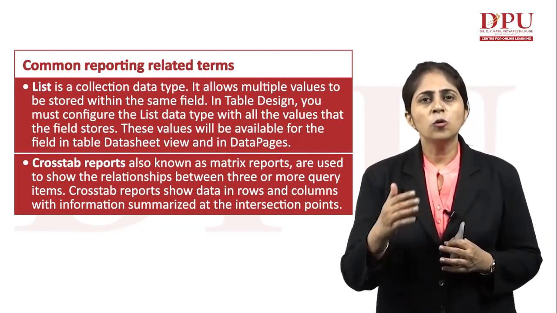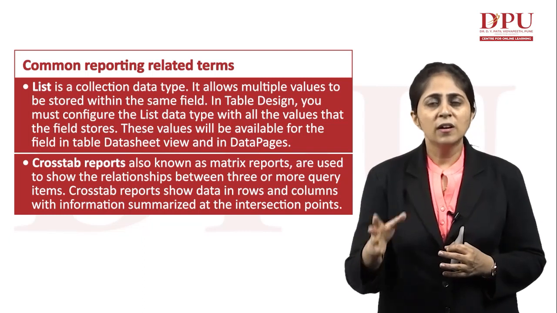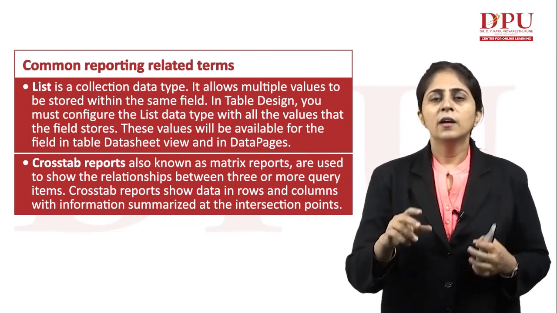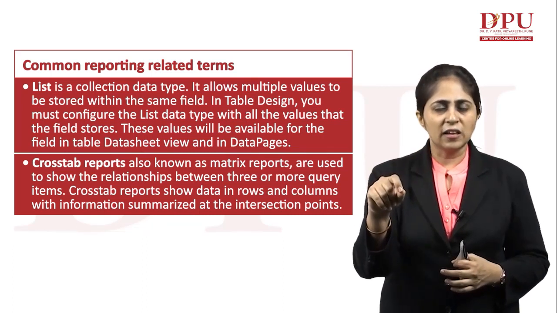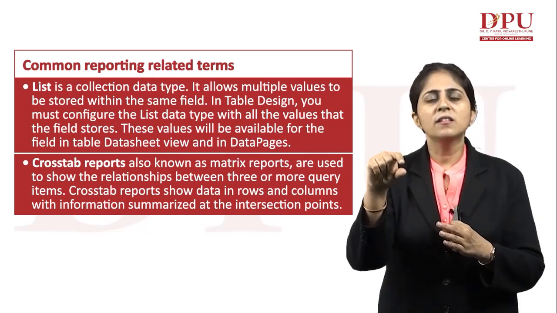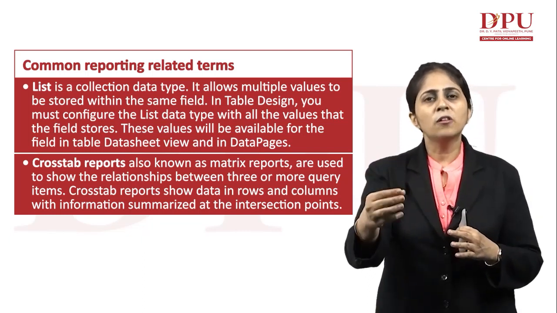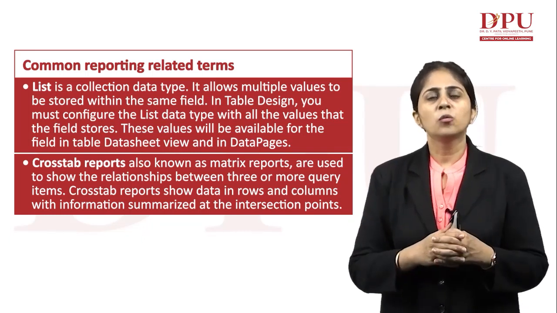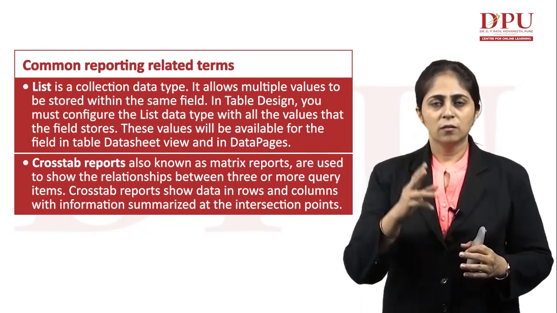Cross-tab reports show the data in rows and columns with the information summarized at the intersection point. That means where our intersection is taking place. This is the row, this is the column, where we have this intersection point. From that point, we can retrieve the summarized data. So this form of report is known as a cross-tab report.